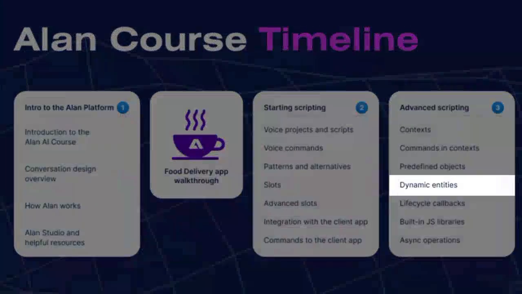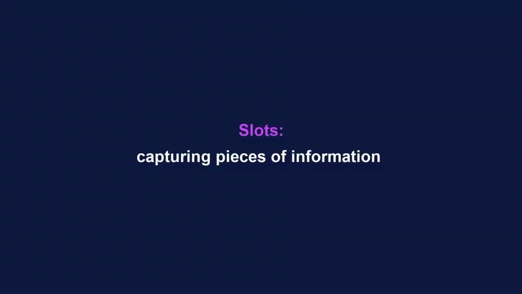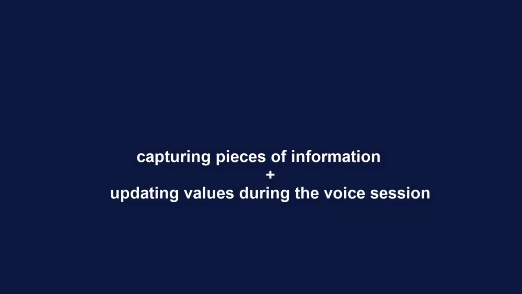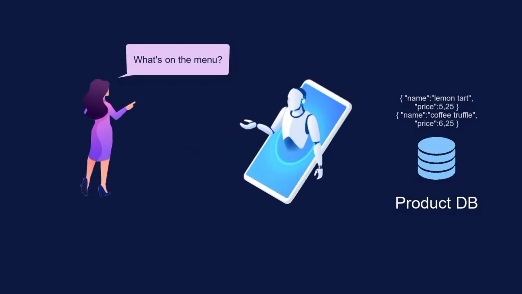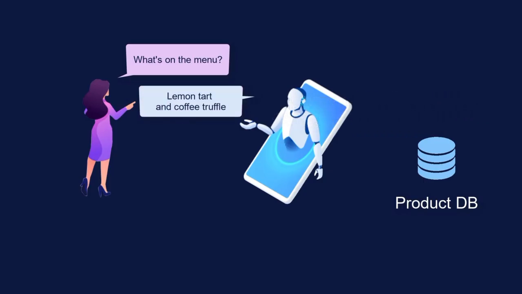Related to slots are their adaptive cousin, dynamic entities. To recap, slots are great at capturing pieces of information from a user's voice interaction, but you can't modify them during a dialogue with the user. In cases you need to update the values while the voice session is running, you would use dynamic entities. Dynamic entities are super helpful if your app gets its data from a database or external source to update its values on a more frequent basis.